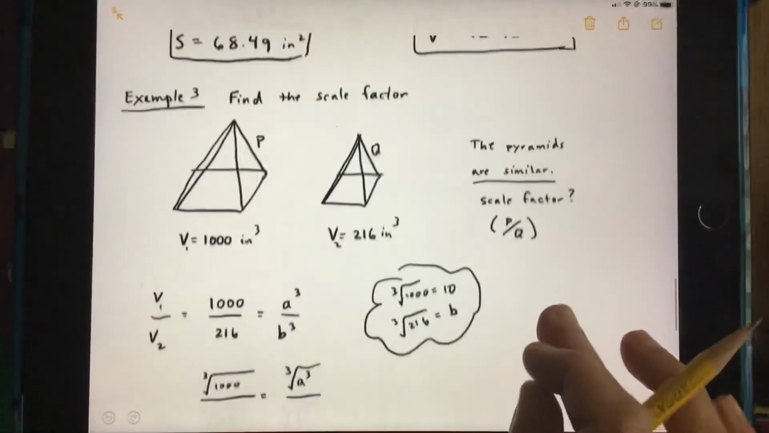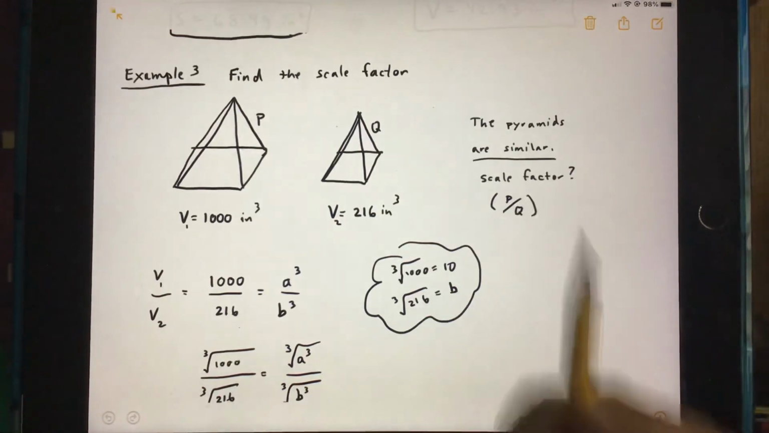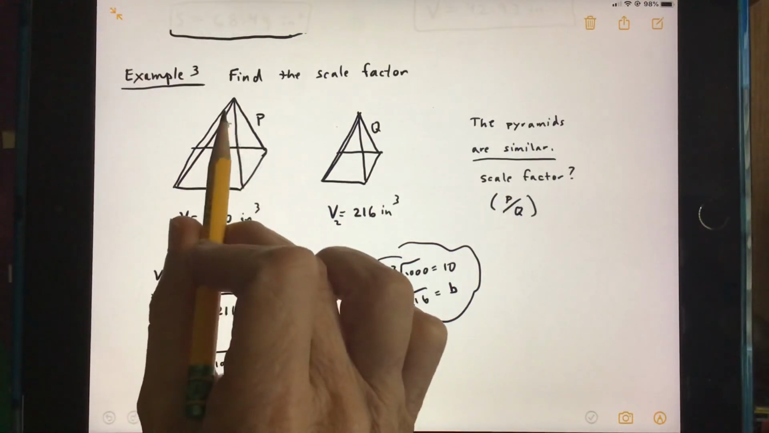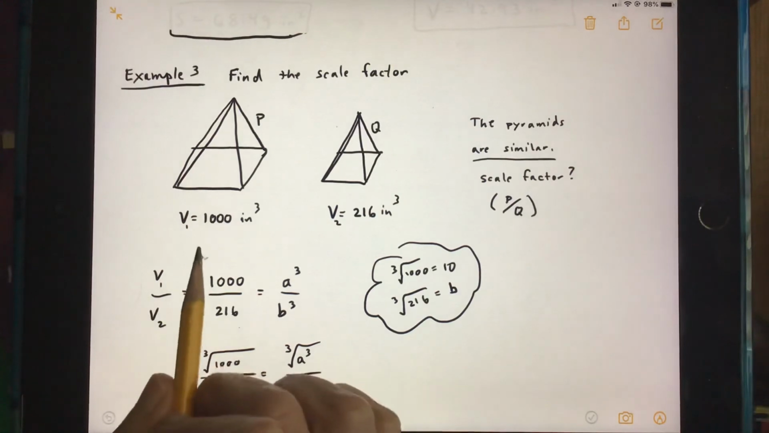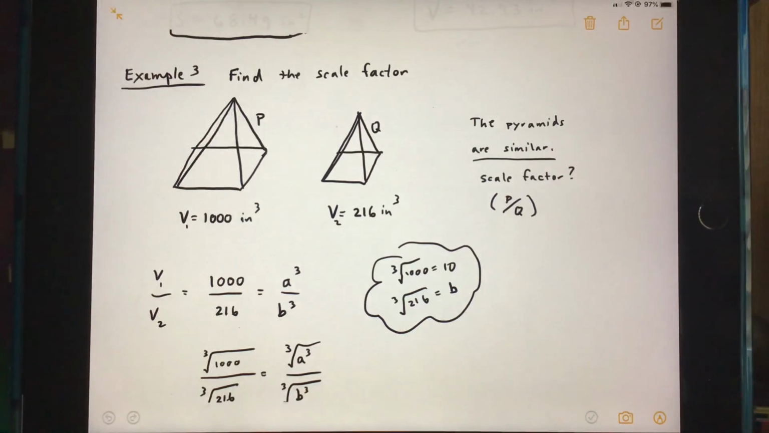Alrighty. Example 3, last one. Find the scale factor knowing the volumes of two similar figures. We have pyramids here, and we're told the pyramids are similar. That's given information. And we are to figure out the scale factor, which is comparing any dimensions of the two pyramids. So we're just picking this dimension here, the side length from the top down to the base. So those are corresponding sides. We want P to Q. And we're told that the volume of the big pyramid is 1,000 inches cubed and the volume of the little pyramid is 216 inches cubed, which is very, very convenient for us. They both happen to be perfect cubes.